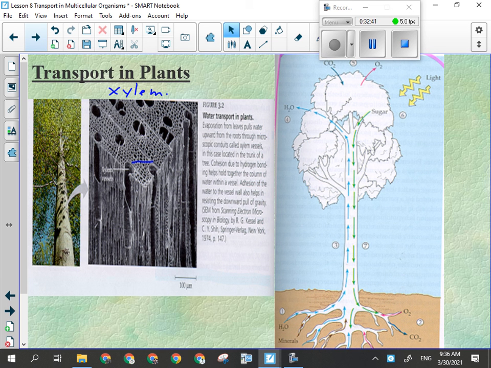That's like having northbound and southbound traffic in the same lane. I can't do that. So there's a separate set of tubes called the phloem that are on the outside of the plant. You guys have probably noticed this. If you look at a tree, the sap is always on the outside, just under the bark. That's where the phloem is. That sap is the sugar that is being produced by photosynthesis going down the plant toward the roots.